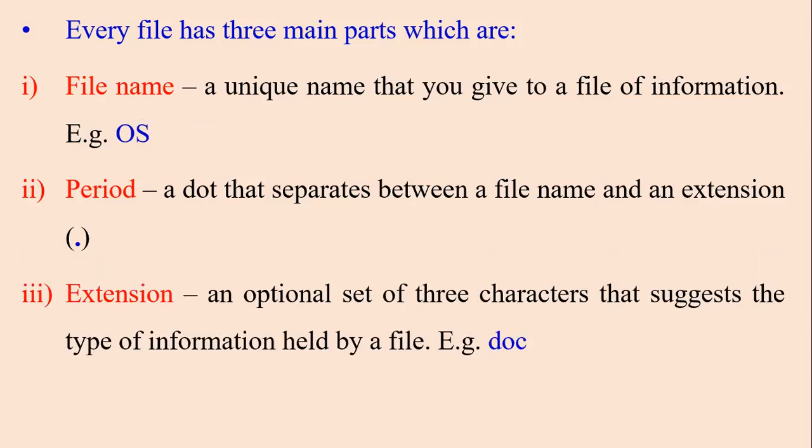And the third part is the extension. This is usually an optional set, and I'm saying optional because you may not need to type this part as a user, but it is normally allocated automatically by the operating system based on the application program that we are using to create the file. So extension is an optional set of three characters that suggests the type of information held by a file, for example, doc.